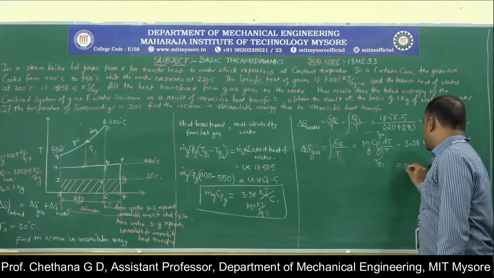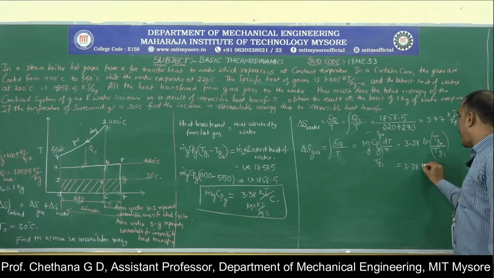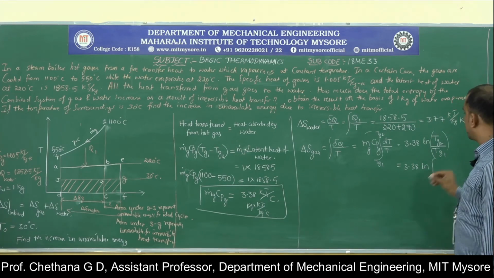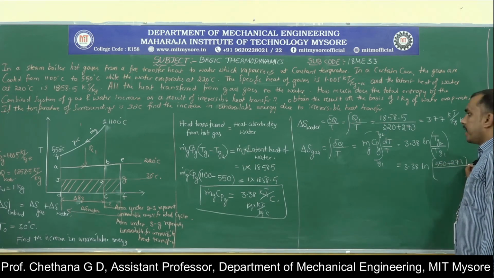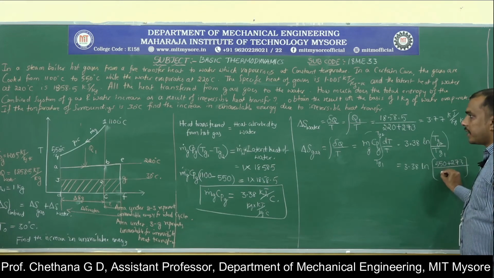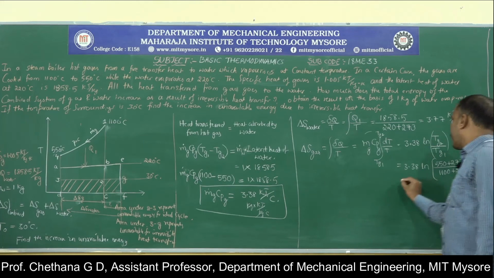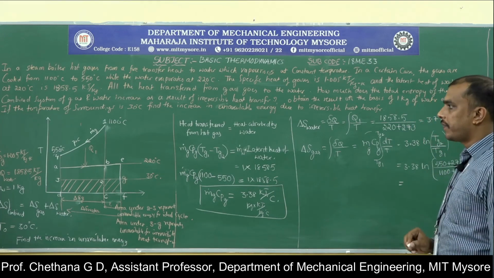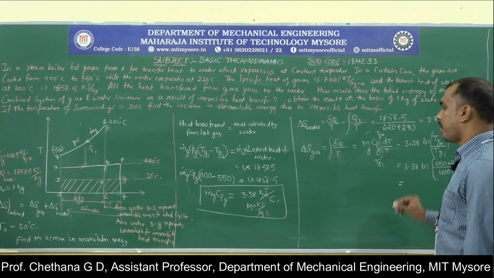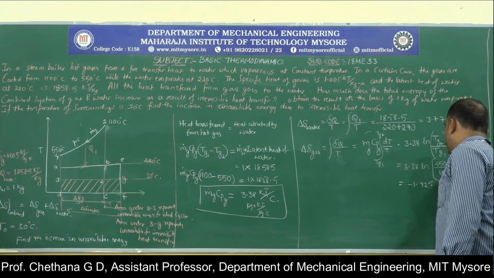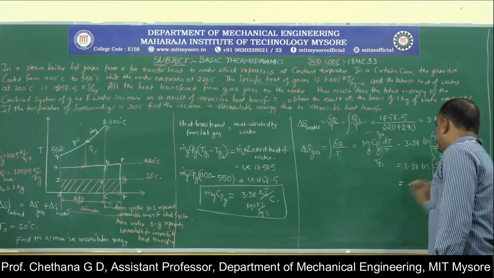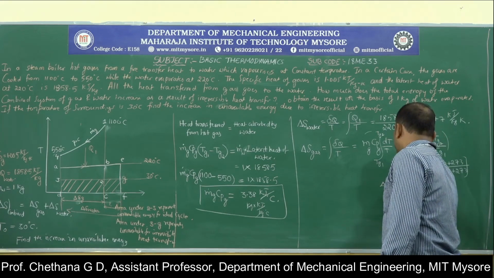Now if you substitute this 3.38 ln of Tg2, which is 550 plus 273, divided by the initial, that is 1100 plus 273. Now you get delta S of gas, which is minus 1.725 kilojoule per Kelvin. Now this is delta S of gas.